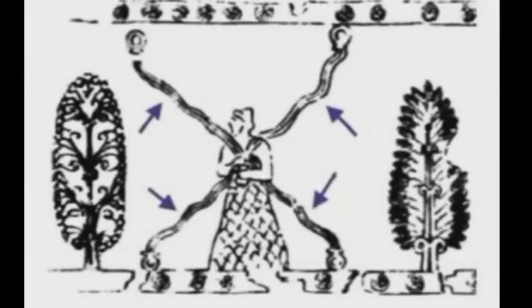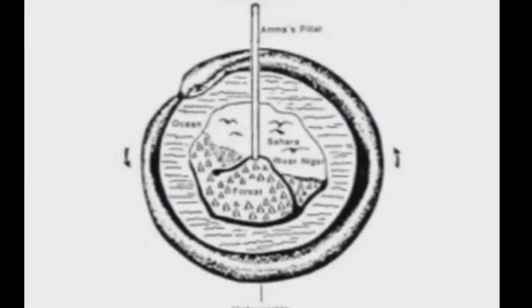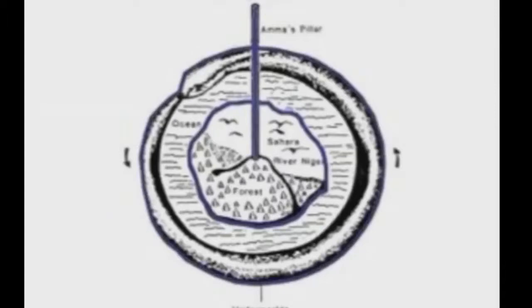The Dogon tribe, living near the upper bend of the Niger River, posit a circular continent with a central pillar surmounted by the residence of their high god, Amma. Note the world-girdling serpent in the circular ocean.